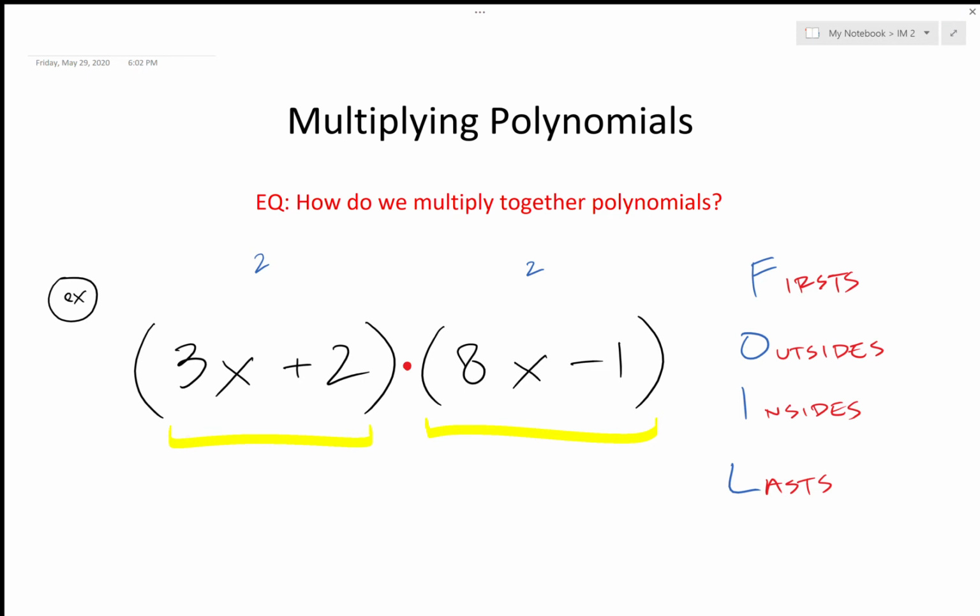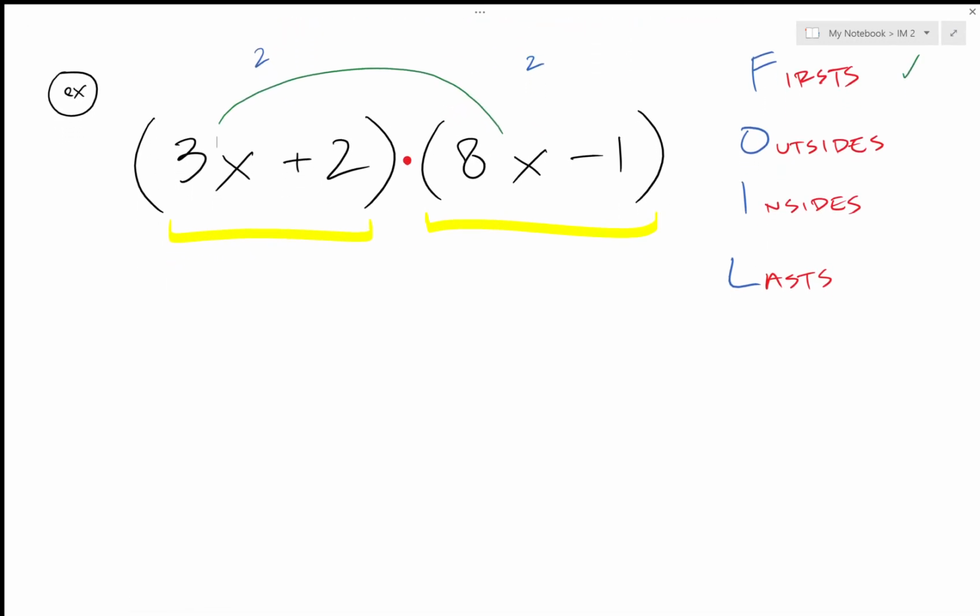So what we do is multiply the firsts together, so the first in each parenthesis. So 3x times 8x, because this is multiplying. 3 times 8 is 24, x to the 1 times x to the 1. Remember, if we're multiplying two things with the same base, we add the exponents. So it's 24x, 1 and 1 make 2, adding. So that's the first.